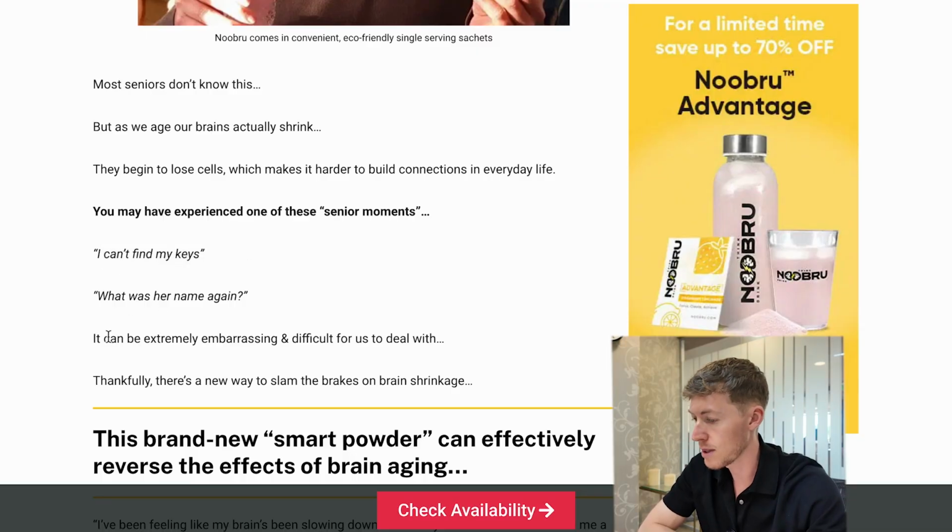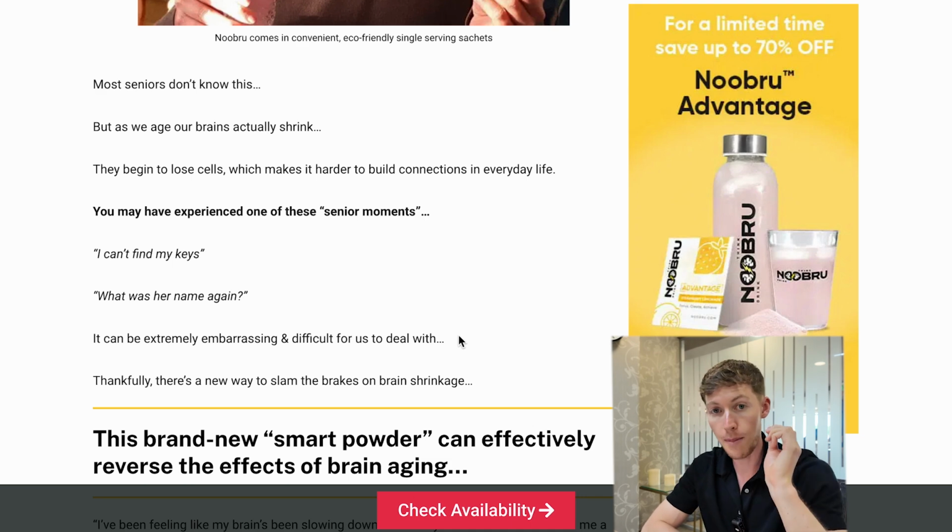So, I can't find my keys. What was her name again? It can be extremely embarrassing and difficult for us to deal with. Emotional pain point. Really, really important. Humans buy with emotion and they justify that purchase with logic. If you don't tap into the emotional pain points, the emotional benefits, the desires that we have as humans, it's going to be very, very difficult to create something that wins, to create a landing page or an advertorial that wins at scale, right?